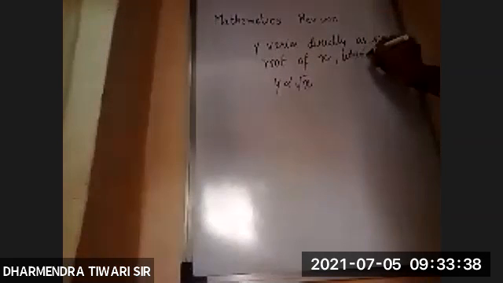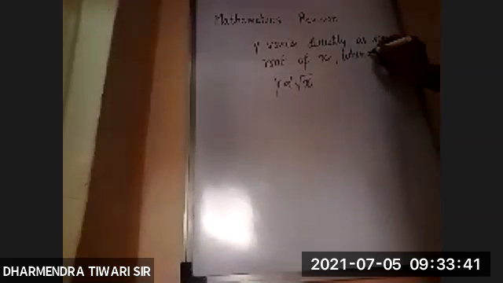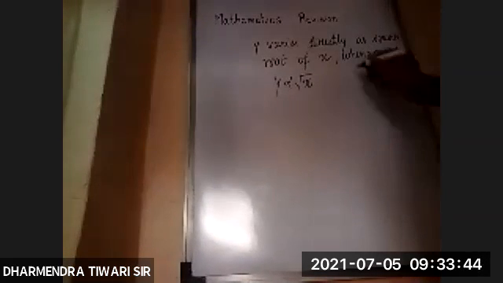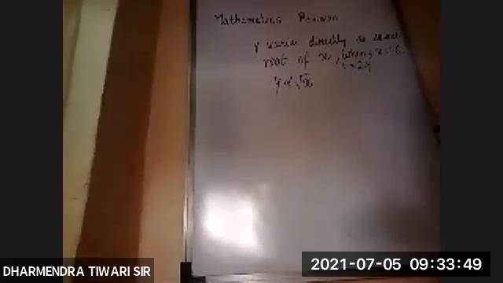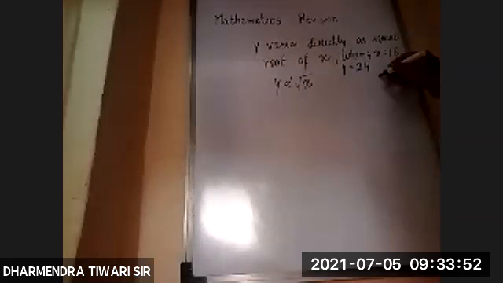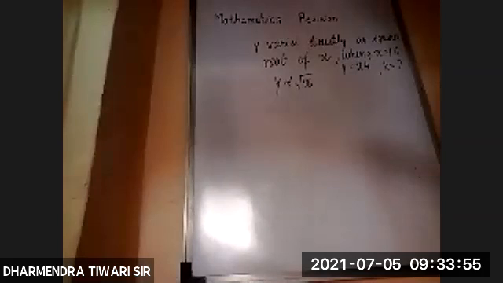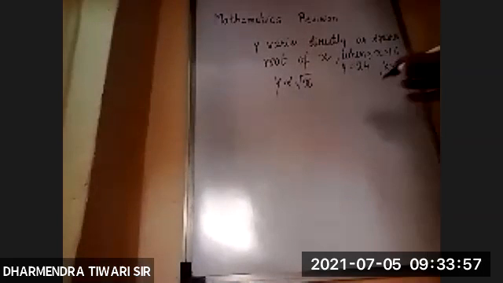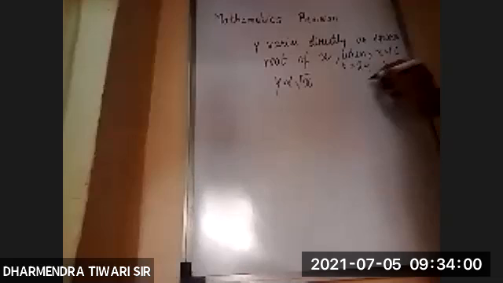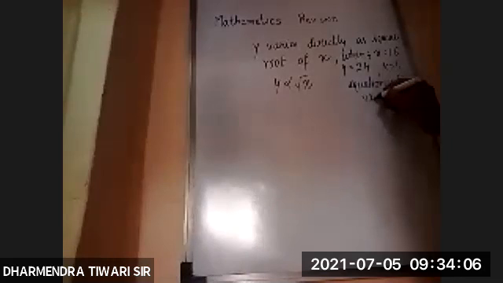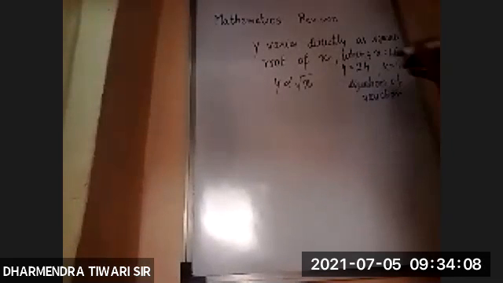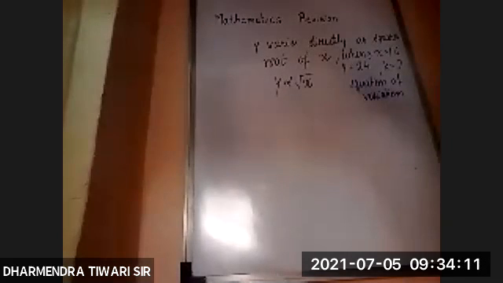So what they are saying is, when x equals 16, y equals 24, get the value of k. Also, they're asking for the equation of variation. So, how to solve this?